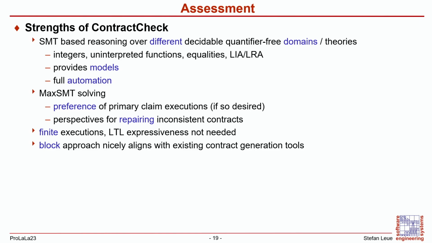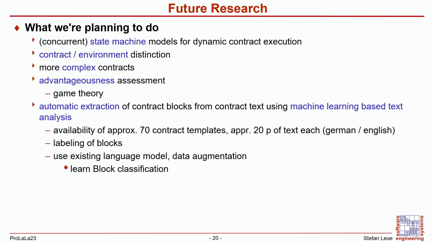The max SMT solving allows us to implement certain theories. We find that finite executions are most useful. There are some approaches in the literature that use LTL-based formalizations, but we have not really come up with a case where we would want to look at infinite executions and would like to specify liveness properties, for instance. This block approach seems to nicely align with existing tools in the law industry, contract generation tools, and we hope at some point to be able to incorporate that into some existing tool as well.